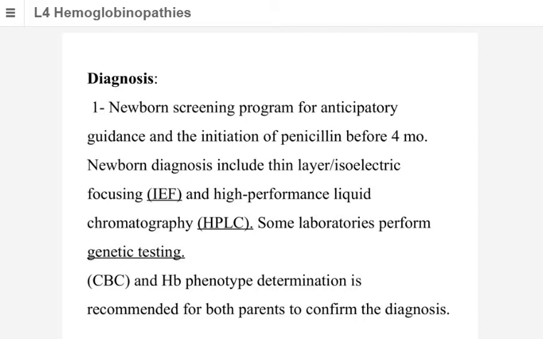Diagnosis of sickle cell disease is by a newborn screening program. Diagnostic methods include thin layer isoelectric focusing and high performance liquid chromatography, HPLC. Complete blood picture and hemoglobin phenotype determination is recommended for both parents to confirm the diagnosis.